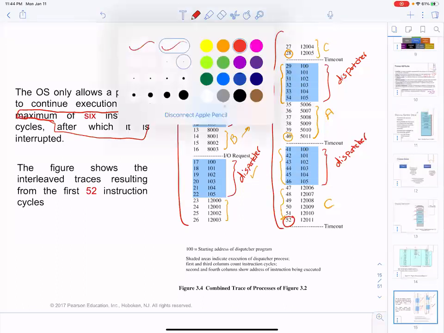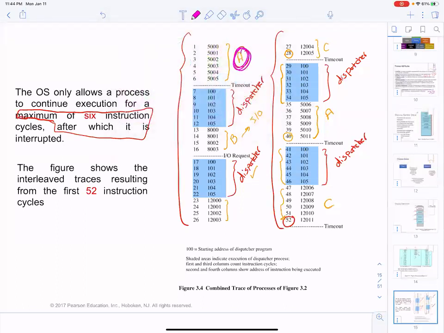Let me change the color. We started with process A, and then process B. I could easily continue process A here, but because we do have a queuing model to represent the lineup of the processes, which will be determined based on the scheduling mechanism of the operating system, we switch to process B. So how is this done? Based on describing the behavior of the processes, as well as the behavior of the processor, based on the dispatcher and the scheduler.